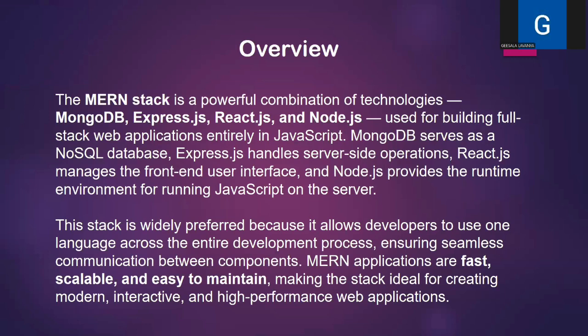Here's a quick overview. MERN is a full stack JavaScript solution: MongoDB for the database, Express.js and Node.js for the backend, and React.js for the frontend. Using JavaScript throughout the stack lets us use the same language across the entire application, which speeds up development, reduces context switching, and simplifies data handling between the client and server. MERN is widely used for building dynamic and responsive single page applications.